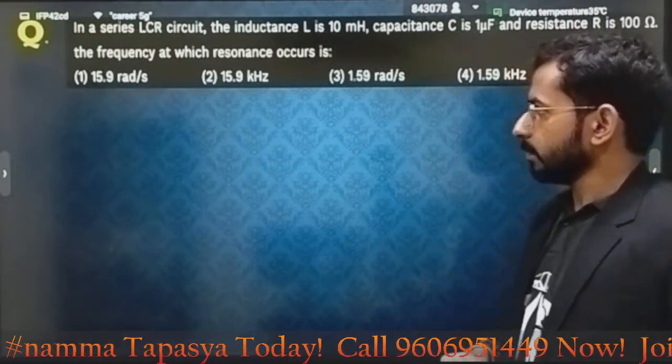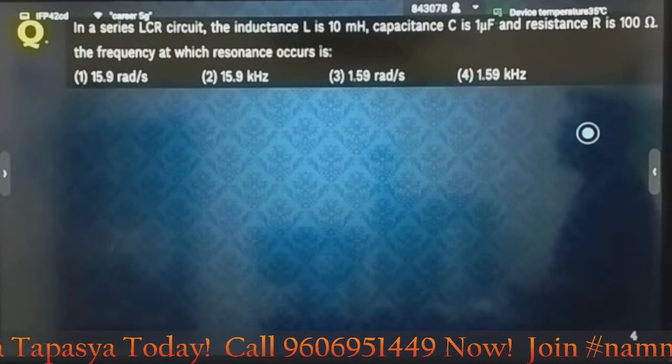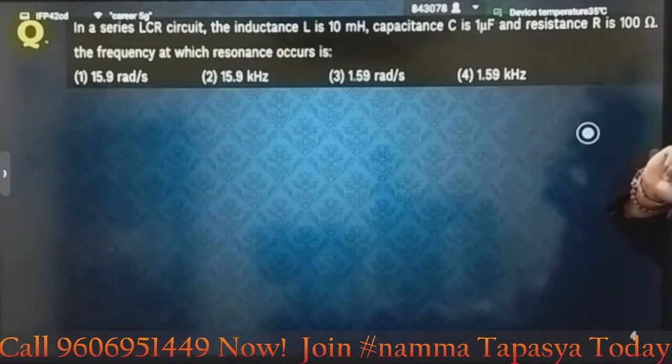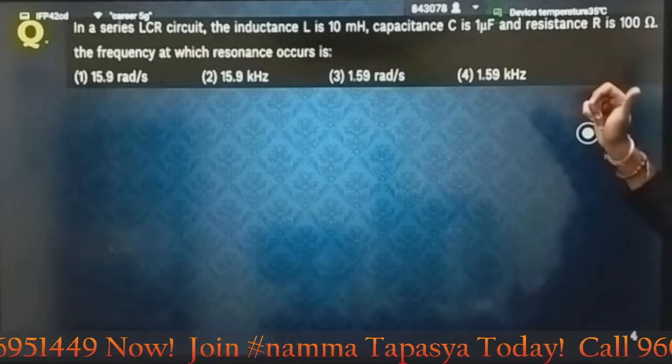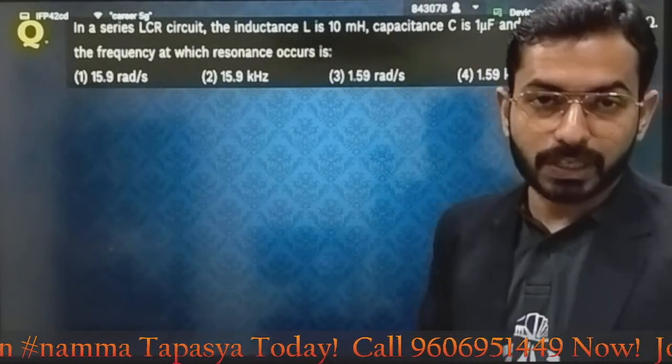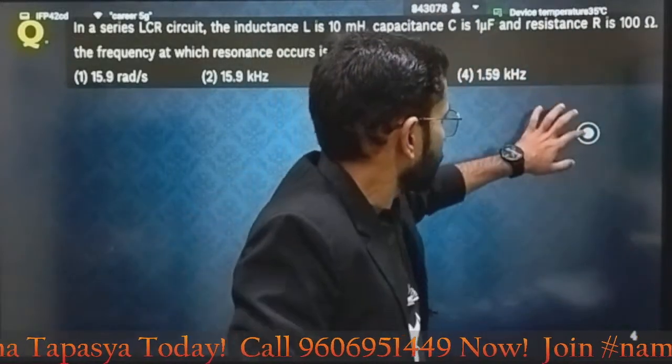Next one. In a series LCR circuit, the inductance is 10 millihenry, capacitance is given as 1 microfarad and resistance is given as 100 ohm. The frequency at which resonance will occur. You have to calculate the resonant frequency. Chalo.